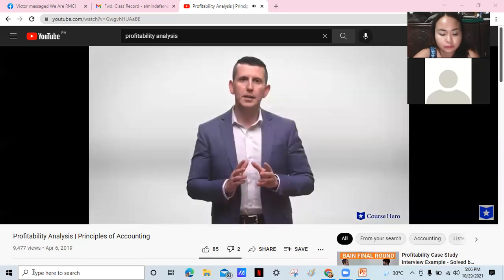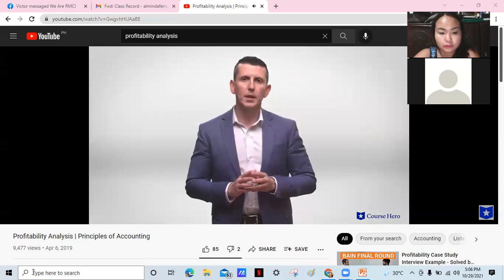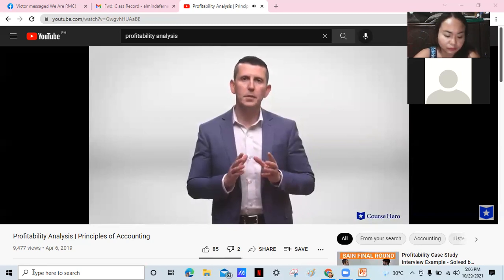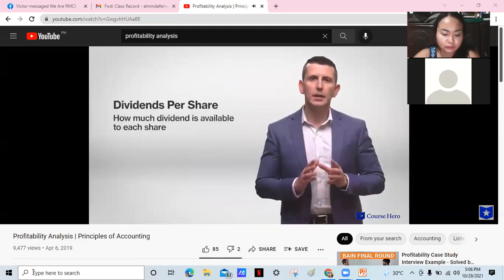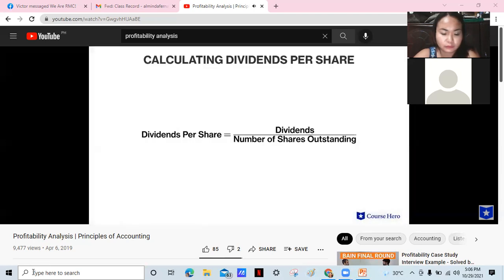Dividends per share is similar to earnings per share. In earnings per share, the investor measures how much net income was available to each share of common stock. In dividends per share, the investor looks at how much dividends is available to each share. To calculate dividends per share, divide the total dividends paid in a year by the number of shares outstanding.